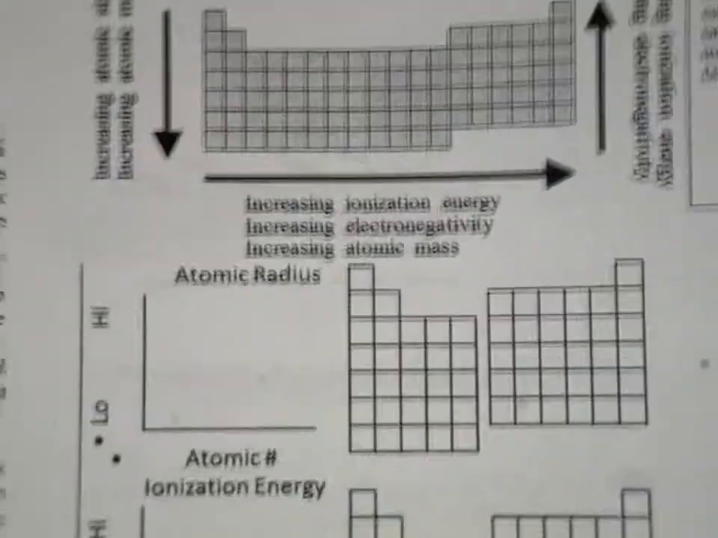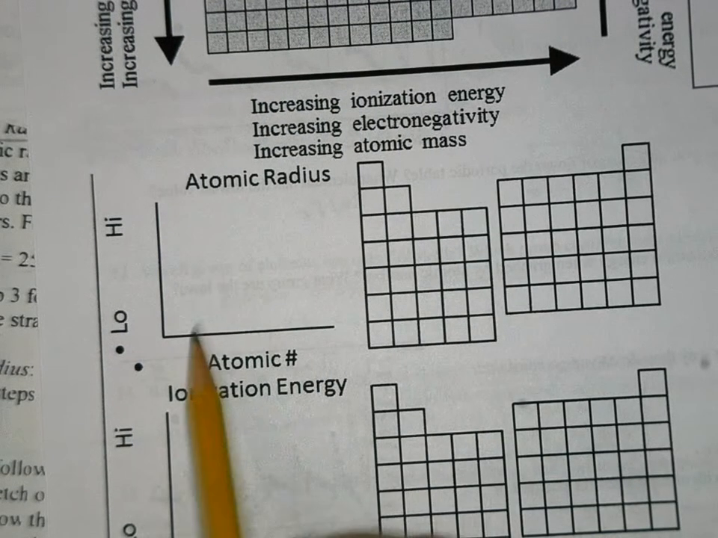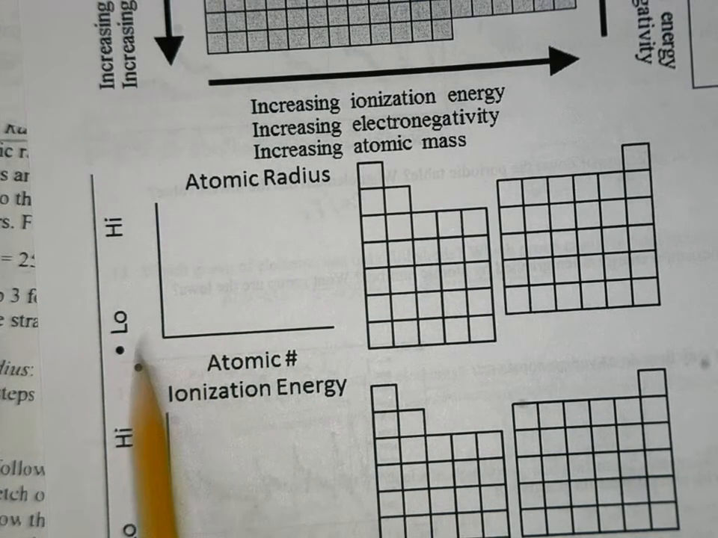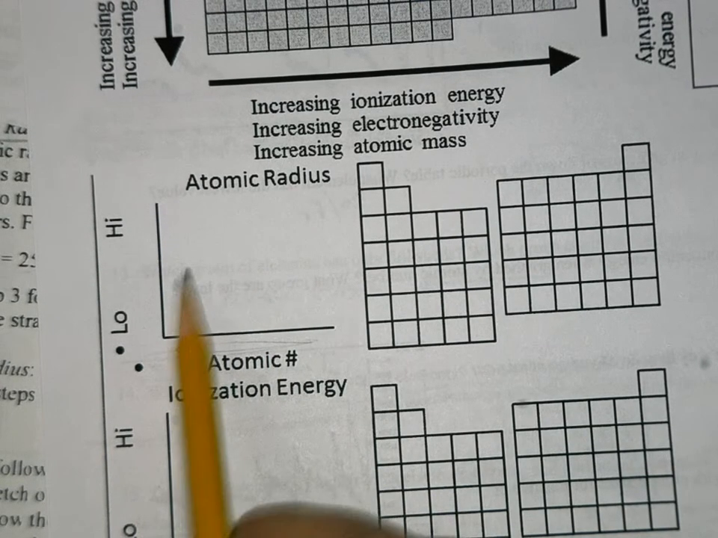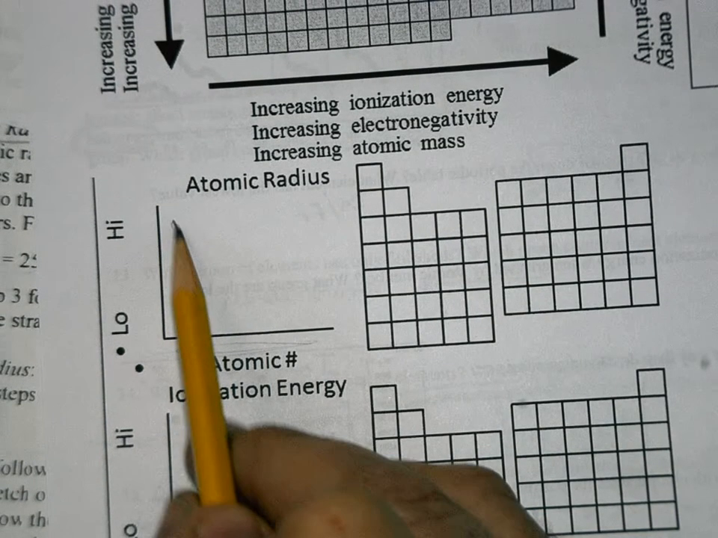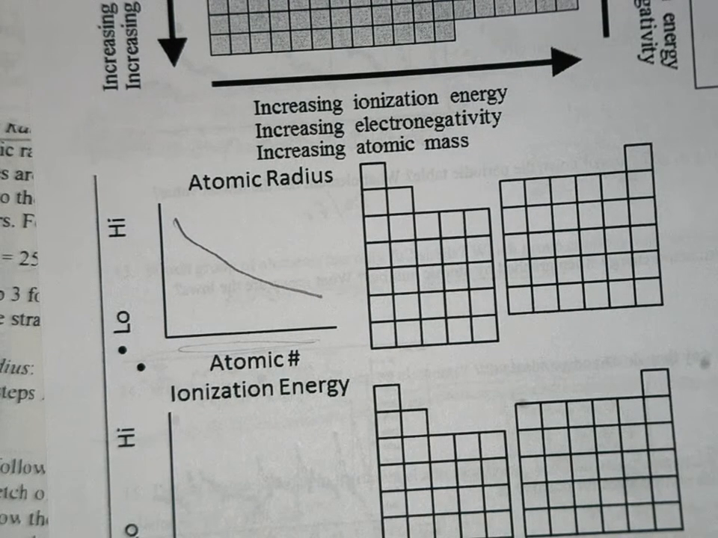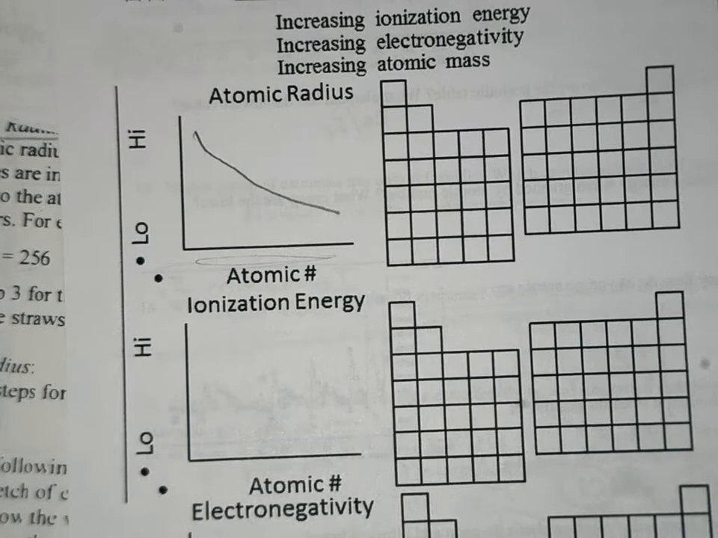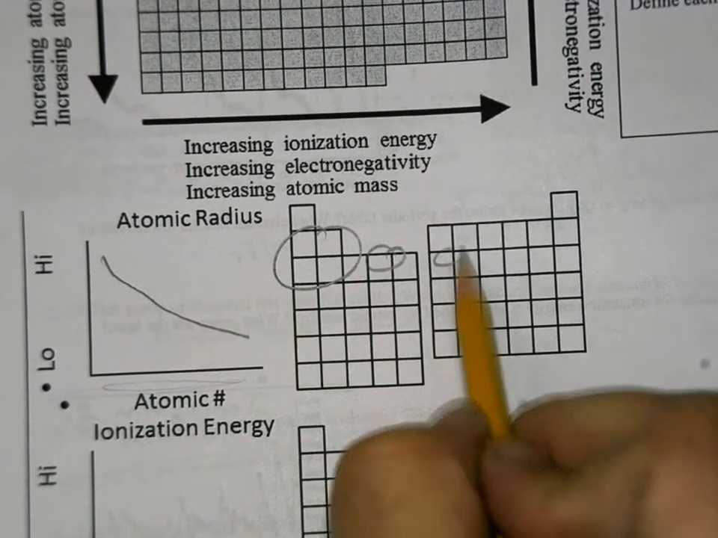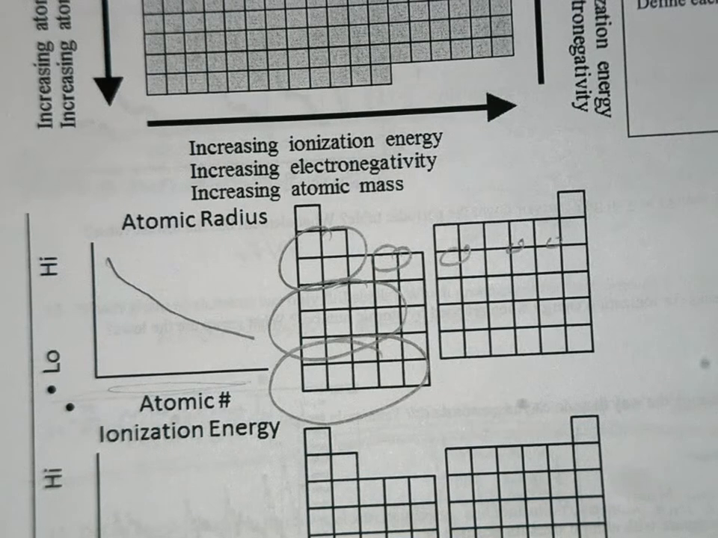Let's see, the basic trend, atomic radius. As we go across, so atomic radius, atoms get smaller as we go across. So if this is atomic number right here, as we go across a period, they're going to start big and they're going to get small as we go across. That's the basic trend as you go across a period. Okay? And then on this chart right here, you can draw like this, make them small, but as you go down here, they get bigger and bigger as you go down a group.